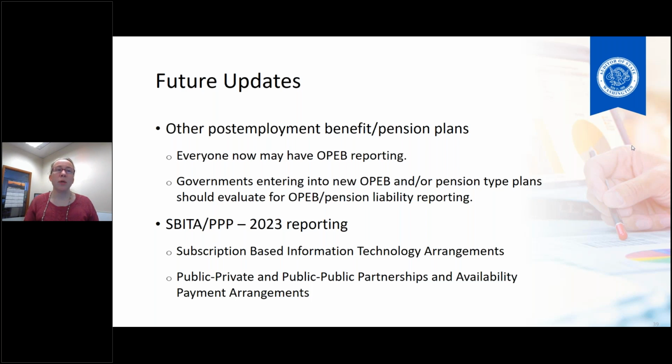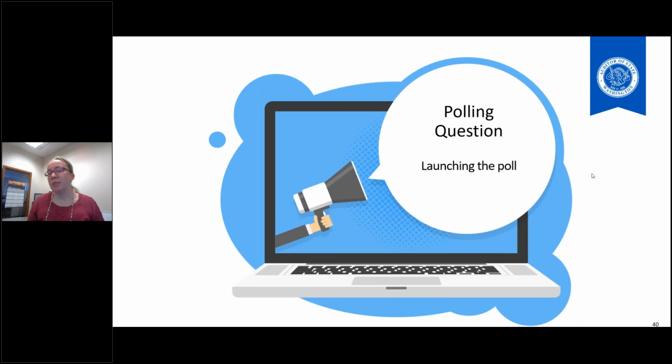We also, for 2023, have subscription-based information technology arrangements, also known as SBITA. Olivia is going to cover that in a little bit of detail in the second hour. So if that's new to you, you may want to stay for that second hour. We also have public-private and public-public partnerships and availability payment arrangements, which is commonly referred to as PPP. Those are also in 2023.